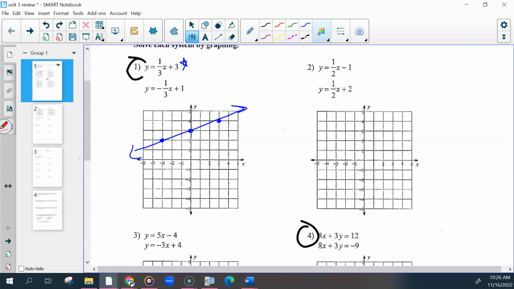And then for the other one, we're going to start at positive 1. The slope is negative, so we're going to go up and to the left, and down 1 and to the right 3. And you're looking for where do these intersect?